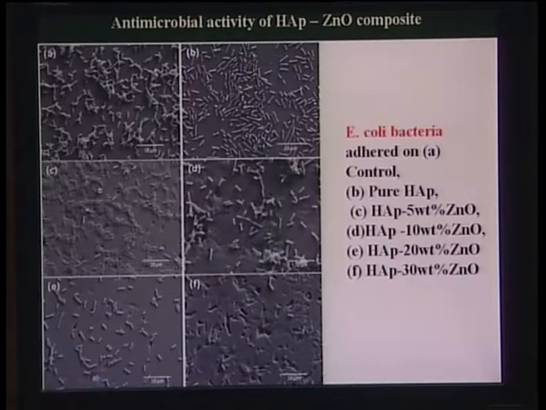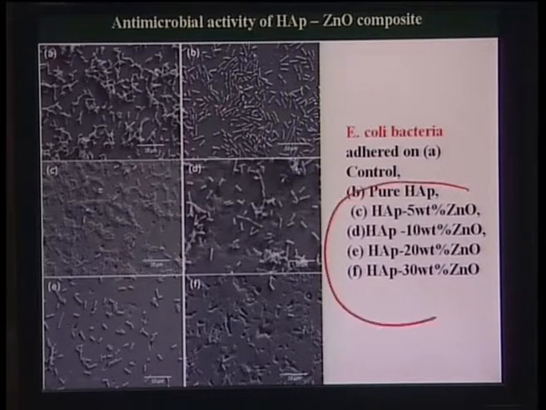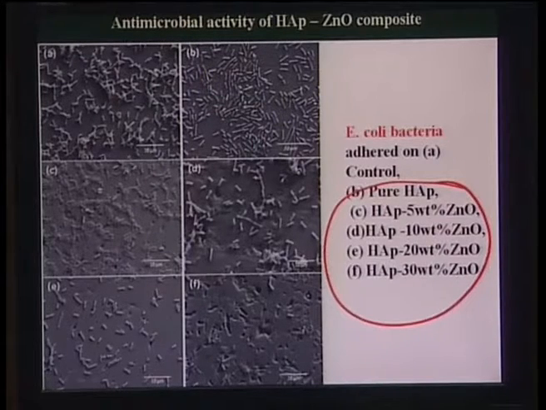Now, the next set of composites developed to check the antimicrobial property is the hydroxyapatite zinc oxide composite. Here, one of the postulates was whether the addition of zinc oxide is enough to kill all the bacteria. In order to test that hypothesis, we added the zinc oxide content up to 30 weight percent. The first set of experiments was carried out using E.